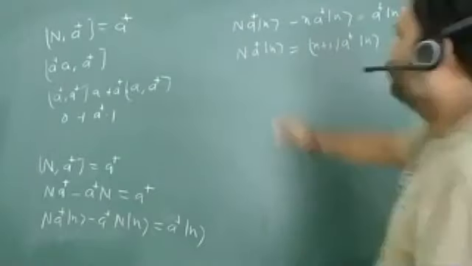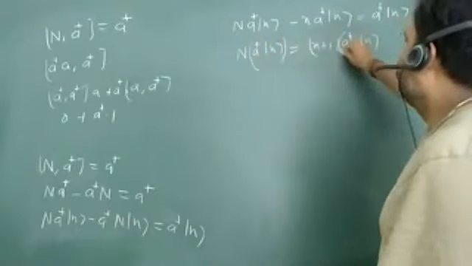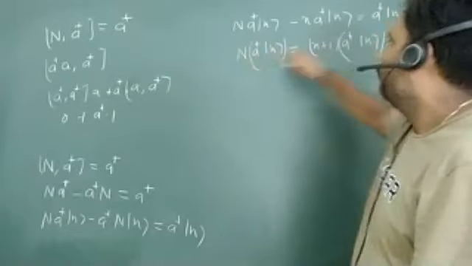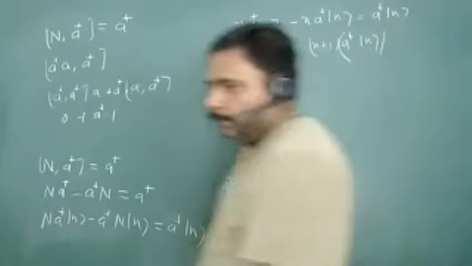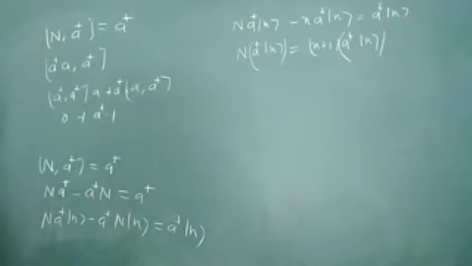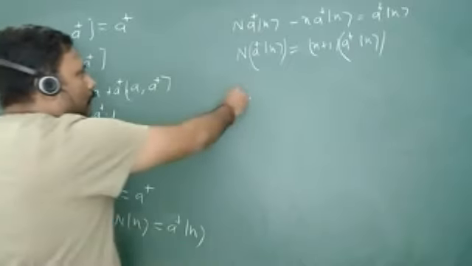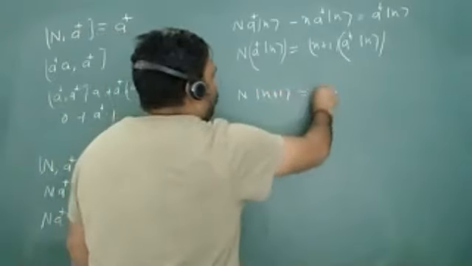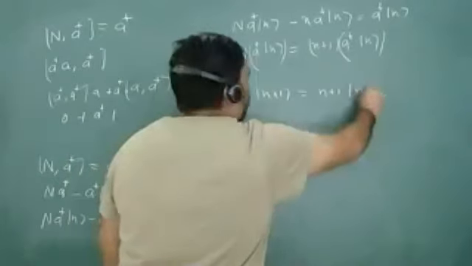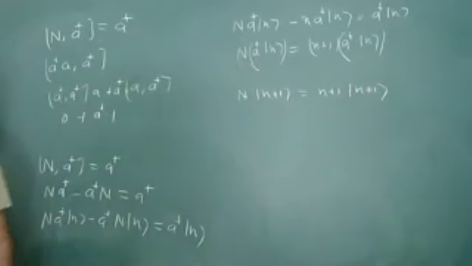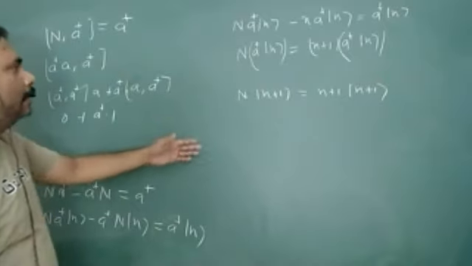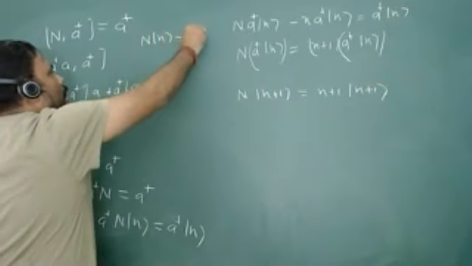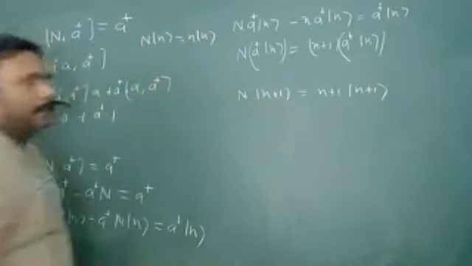Now I can again make a claim. What is the claim? That A dagger n is also an eigenvector of N with what eigenvalue? n plus 1. Isn't it? Same thing. So now N will operate on the state and give n plus 1 times that state. So this is the fact: because if N operating on n gives n, then if this holds, this also holds. There is not any problem.